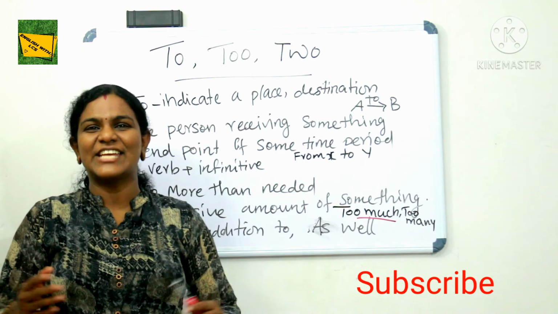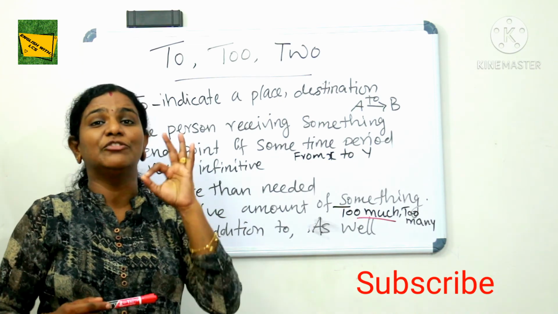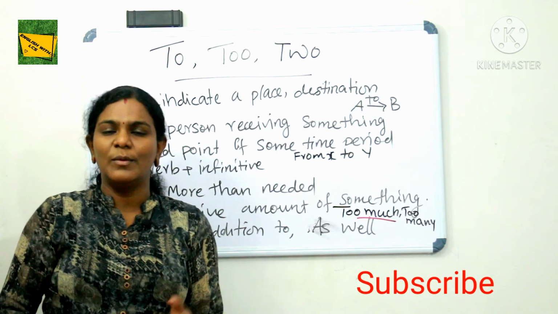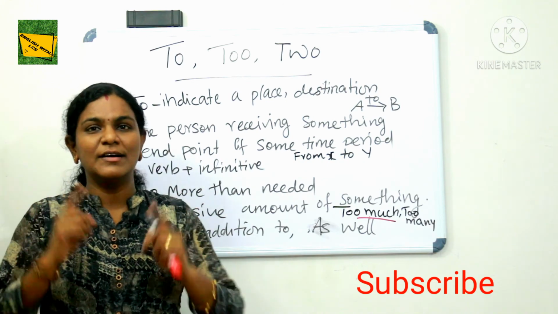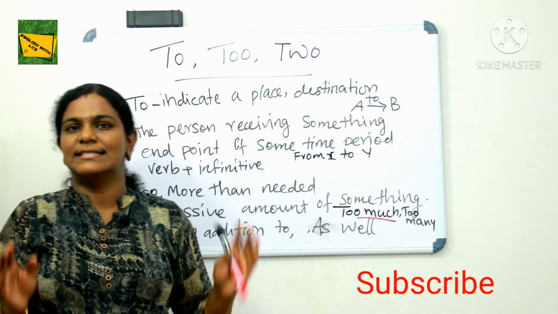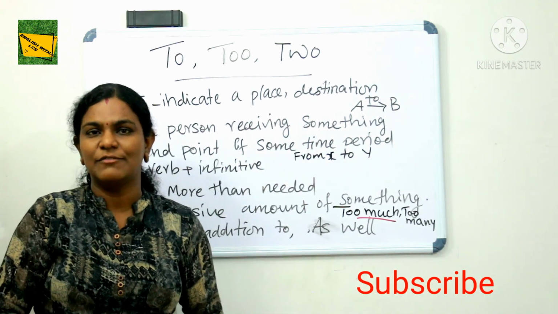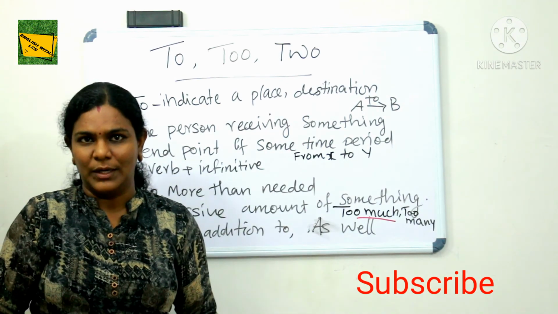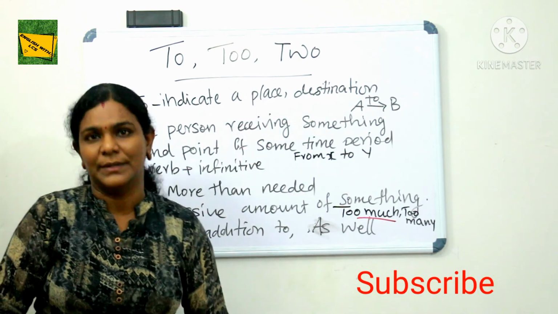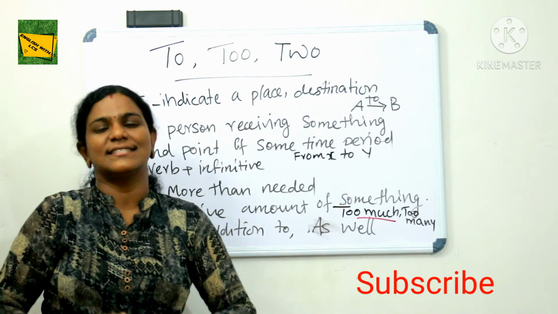So this is the section where I have dealt with the 3 to's which always make people confused. The first one, that is to, is a preposition. The next one, too, you can use either with an adjective or with an adverb. The next one is the number. And two indicates a number.